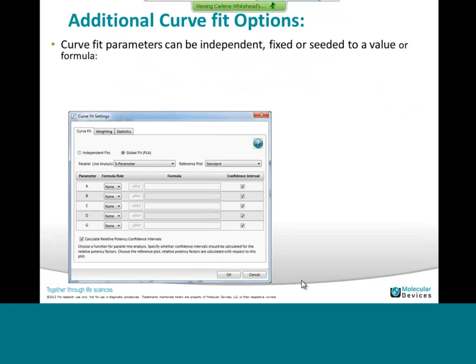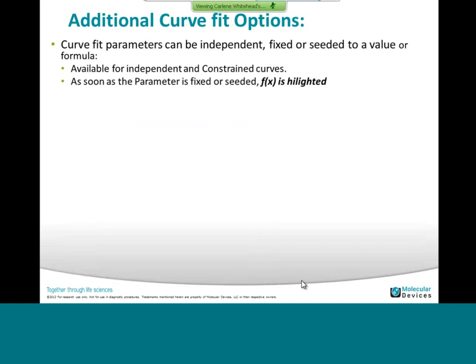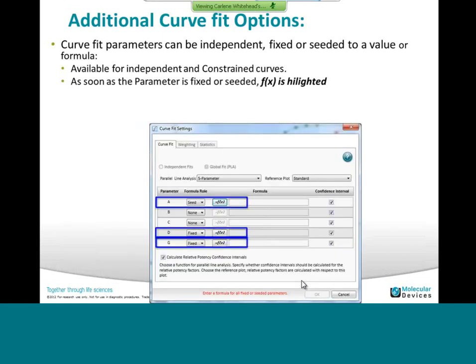you have an option to fix or seed to a certain value or formula, and this will be available for the constraint or the independence model. Basically, you will have to select the little drop-down menu next to the parameter, and you can select none, fixed, or seed. Once you have selected fixed or seed, then the effects will become highlighted.